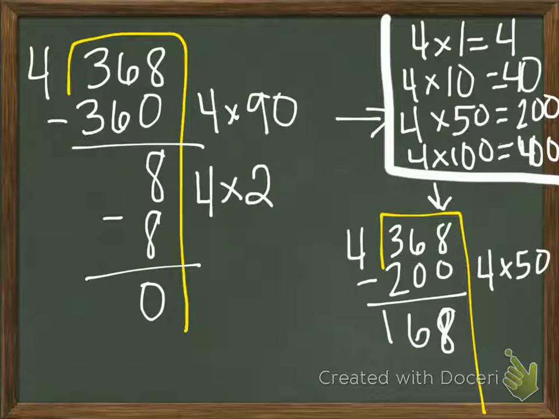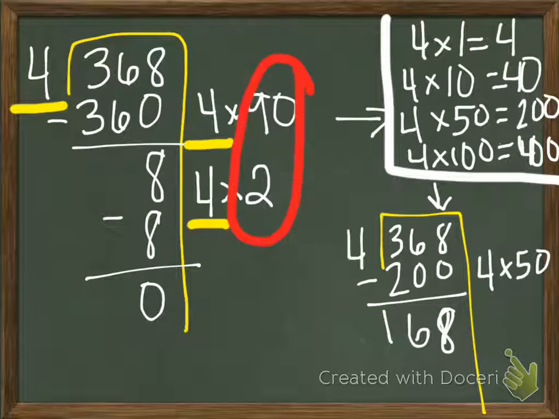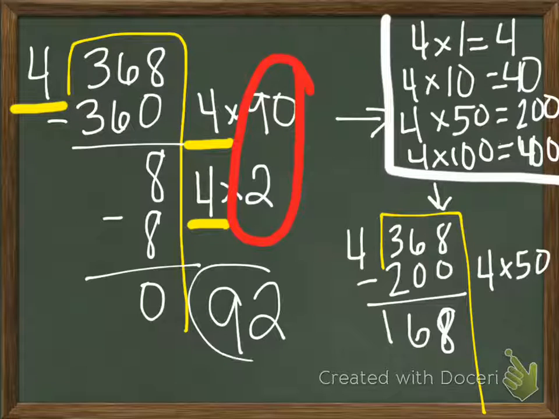And then the way that students know what the answer is would be, first of all, they need to make sure that they put the groups, which is also known as the divisor, on one side of the problem, on the outside of this division sign. And then they circle what they have left, and they add those up. So 90 plus 2 gives me 92. That is my answer.